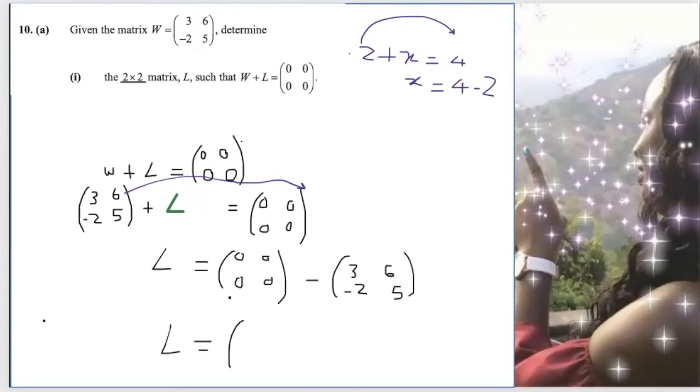So doing this, I will have 0 minus 3, that's negative 3. Then 0 minus 6, that's negative 6. 0 minus negative 2, that's plus, so that's positive 2. And 0 minus 5, that's minus 5. And that's it.